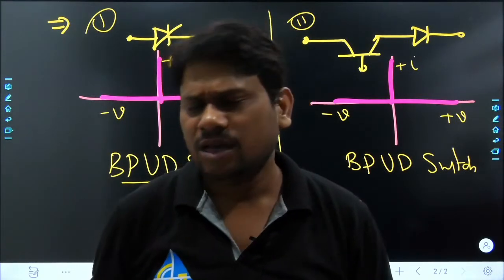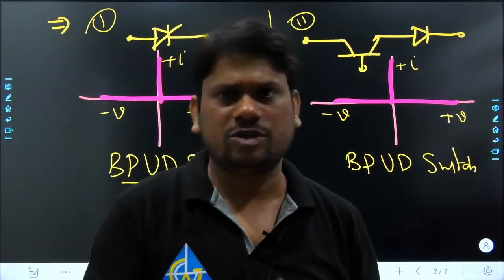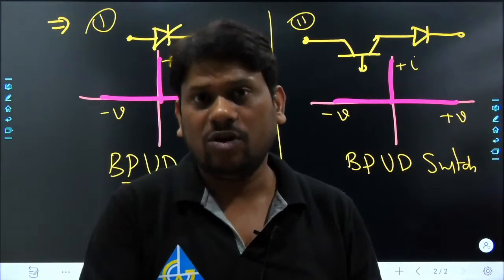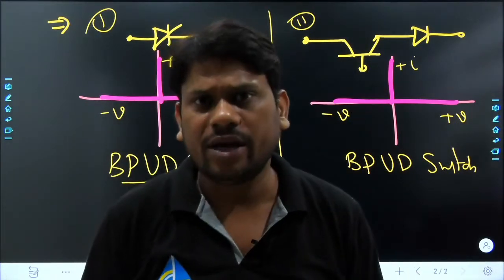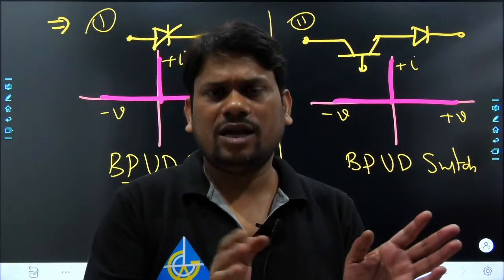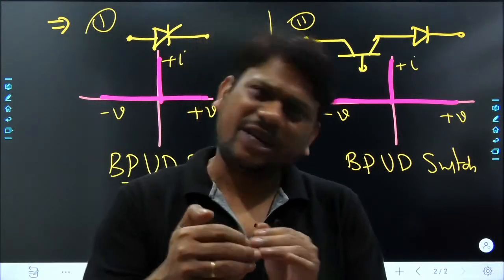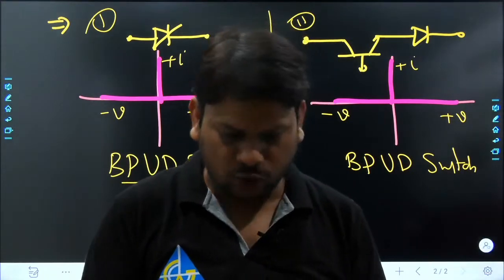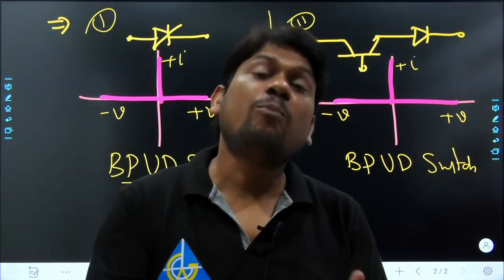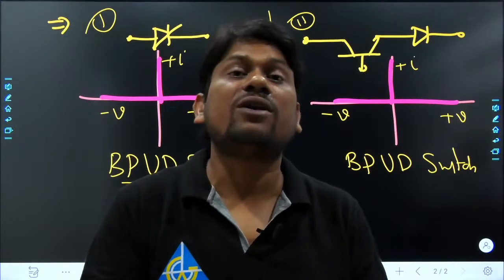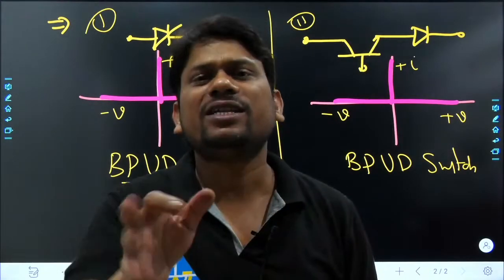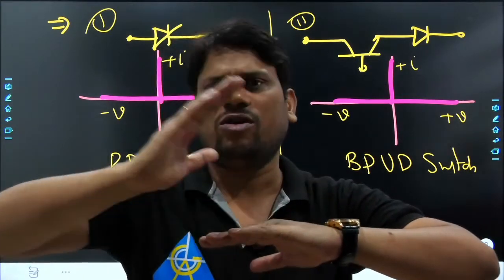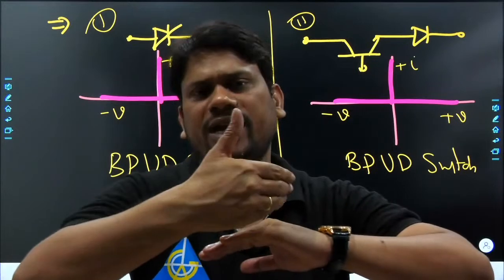So there will be some lag between the turn-on time of the diode and the BJT. Maybe the BJT can turn on faster than the diode, but still the BJT must wait for conduction. The BJT cannot turn on or conduct immediately without the diode. So for conduction, the BJT and diode must both conduct or turn on simultaneously, but practically this is not possible. The BJT requires less time to turn on, whereas the diode requires more time to turn on.